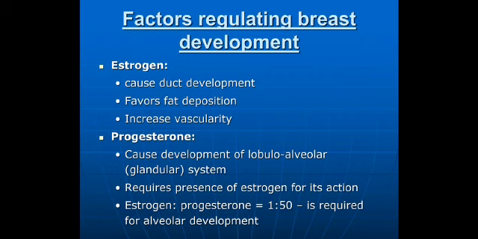Factors which regulate breast development, as we had seen: estrogen causes ductal development, favors fat deposition, and also enhances vascularity, whereas progesterone causes development of the lobulo-alveolar system, which is the development of alveoli in the breast or the glandular system. It requires the presence of estrogen for its action. For alveolar development, the ratio between estrogen and progesterone must be 1:50.